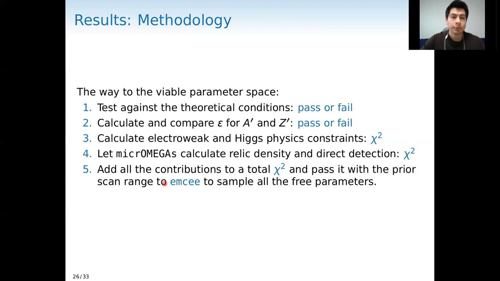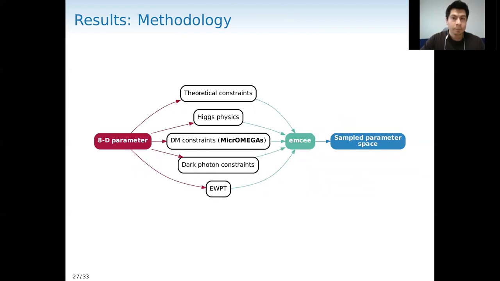We can pass them to EMC, which is going to take care of sampling all the free parameters. So our parameter space is composed of 8 dimensions. We are going to pass this 8-dimensional parameter space to test on theoretical constraints, the Higgs physics. We are going to calculate dark matter constraints using micromegas. Then the dark photon constraints and the electroweak precision tests. All of this goes into EMC, which takes care of sampling the parameter space. So in the end, we are going to have a sample of several points that more or less follow the distribution of these constraints.